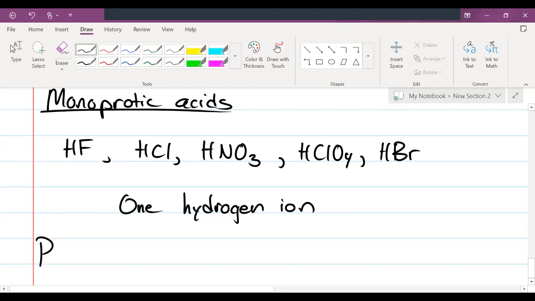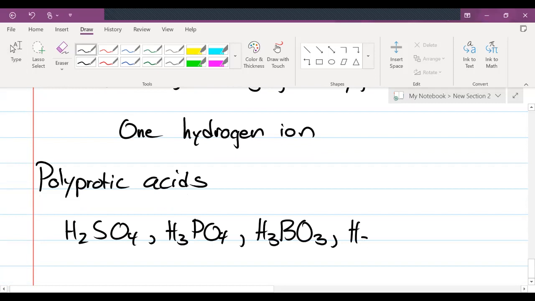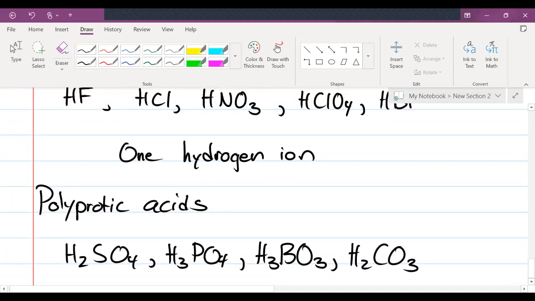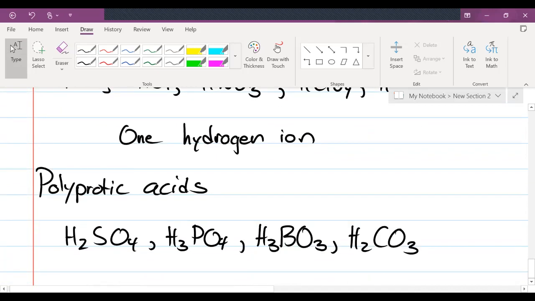So what do you think polyprotic means? Many hydrogen ions. Polyprotic acids would include sulfuric acid, phosphoric acid, bromic acid, and carbonic acid. How many hydrogens do they have? One or more than one? More than one. So is that mono or is that poly? That's polyprotic. So once again, monoprotic is where you only have one hydrogen in the acid's formula. Polyprotic simply means you have an acid where there are two or more hydrogens in the acid's formula.